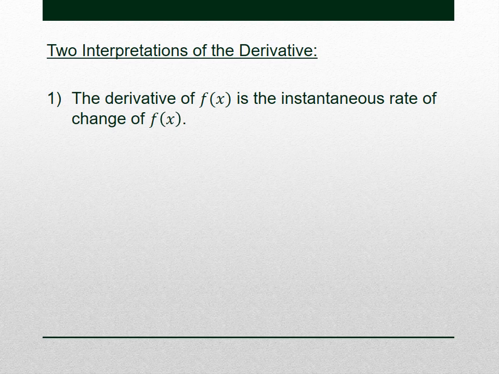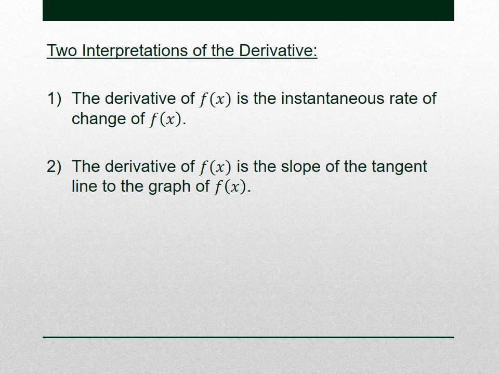So our two interpretations, I already gave away one. The derivative is the instantaneous rate of change of your function. It's also the slope of the tangent line, right, at whatever x value you are looking at. So two interpretations. It gives you the instantaneous rate of change, and that is the same thing as the slope of the tangent line at whatever x value. So those are our two interpretations for the derivative of f of x.